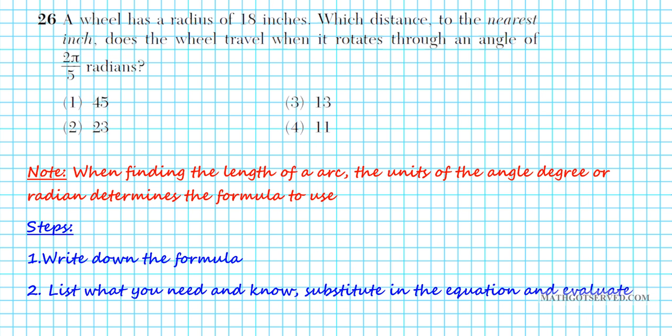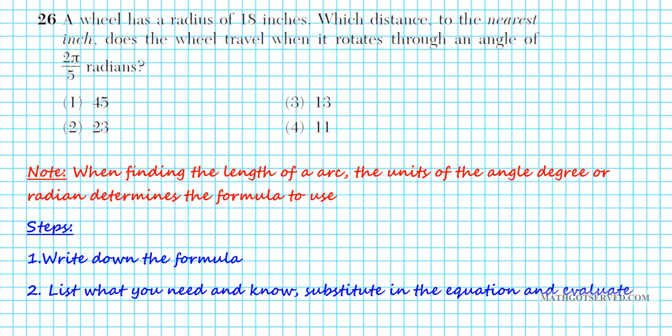All right, let's take a look at problem 26. It reads, a wheel has a radius of 18 inches. Which distance to the nearest inch does the wheel travel when it rotates through an angle of 2 pi over 5 radians? Now, one thing you want to note is that when finding the length of an arc, the units of the angle, whether degree or radian, determines the formula to use.